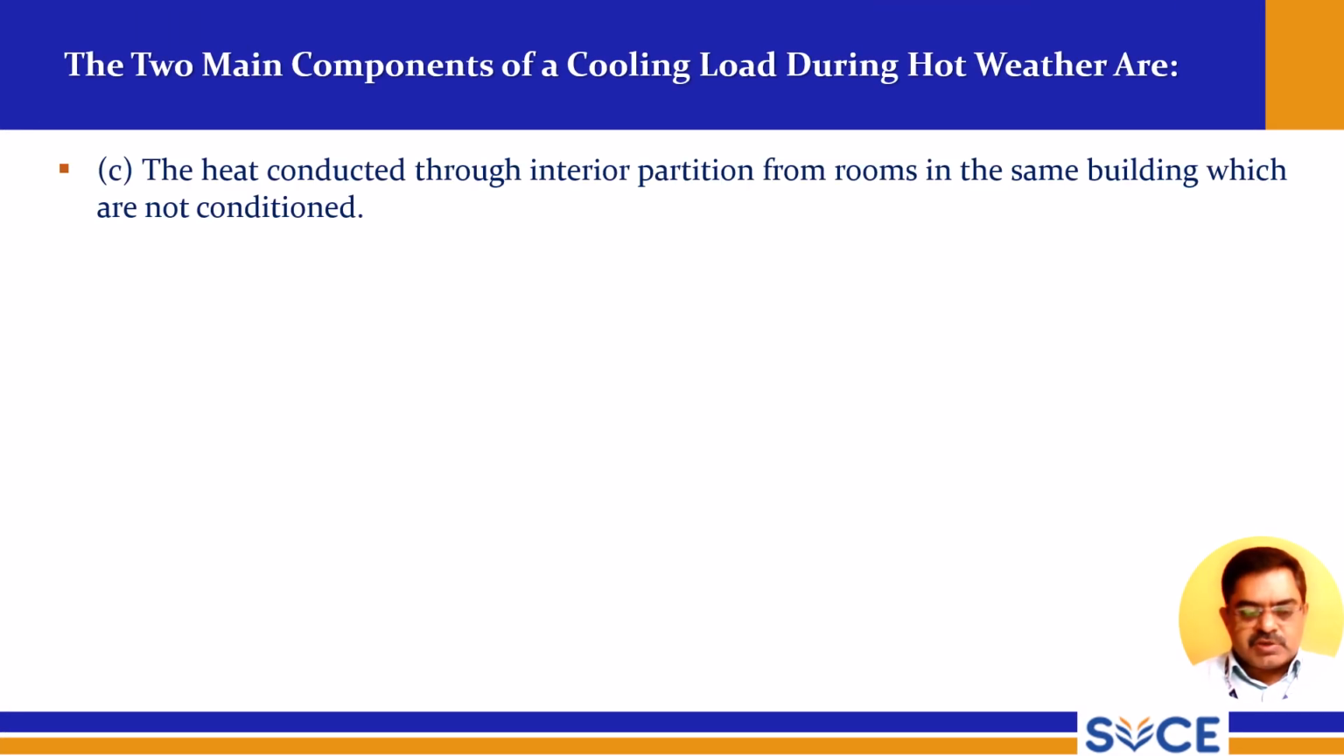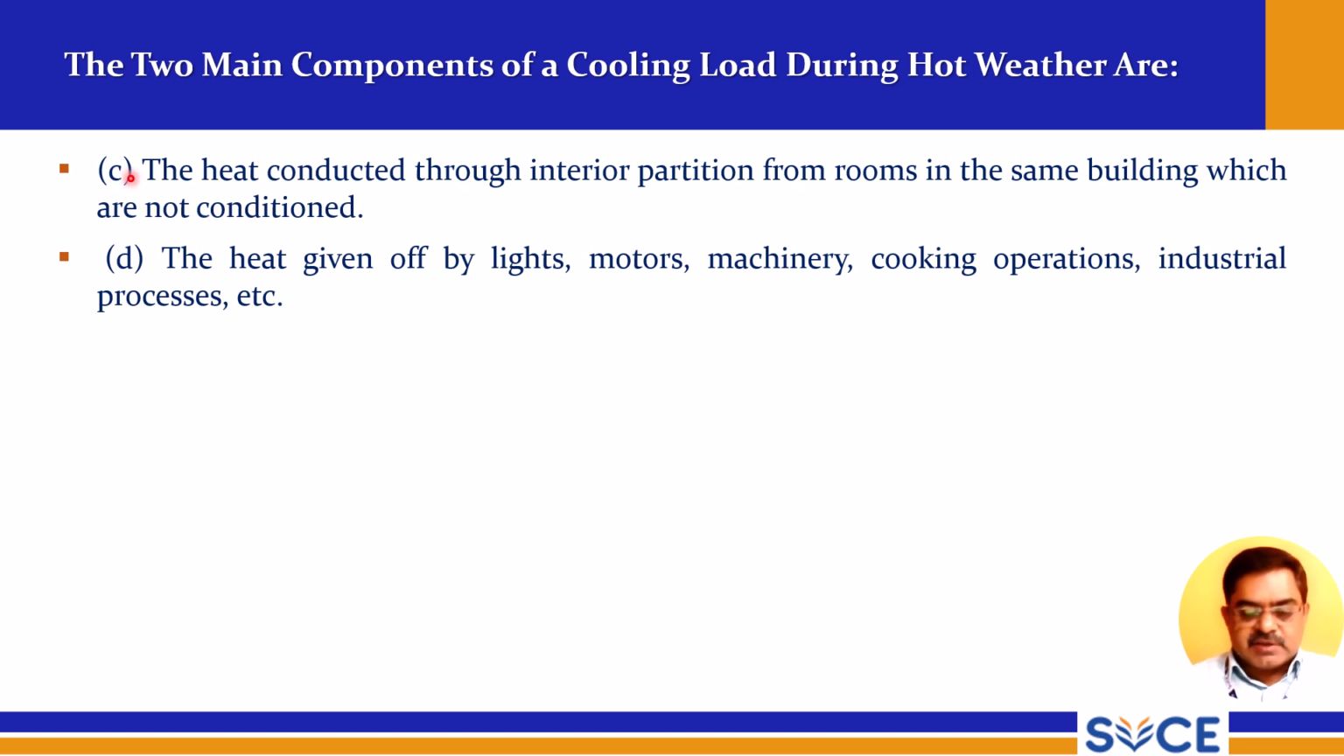The next factor is the heat conducted through interior partitions from rooms in the same building which are not conditioned. Even if one room is air conditioned and the other room is not, heat transfer takes place from that room to the air conditioned room. Then there is the heat gain from lights, motors, machinery, cooking operations, industrial processes, etc. These are all other ways where heat is produced and transferred to the confined space.